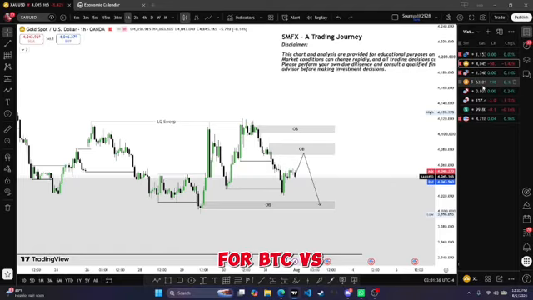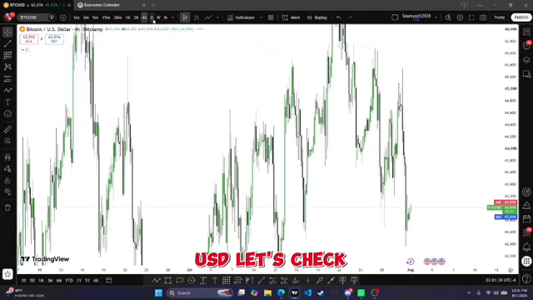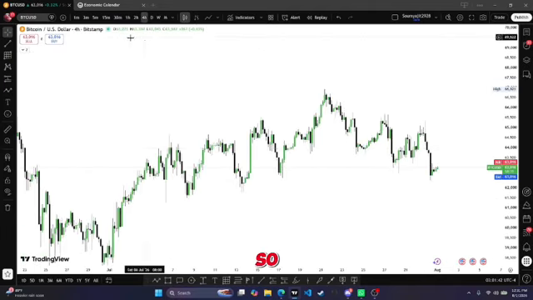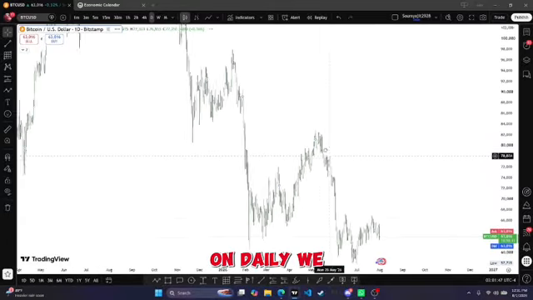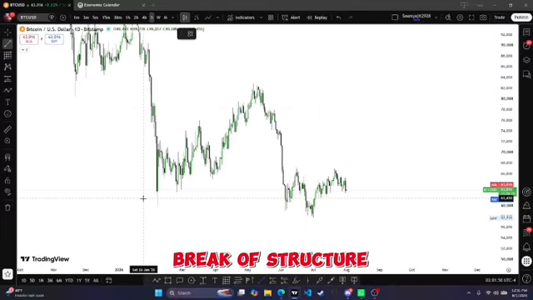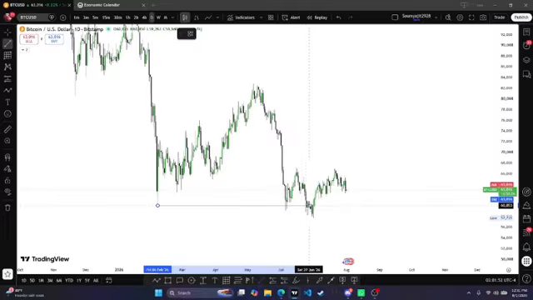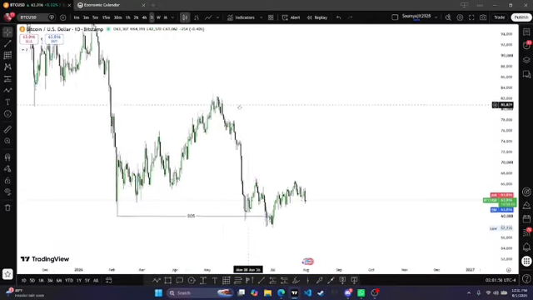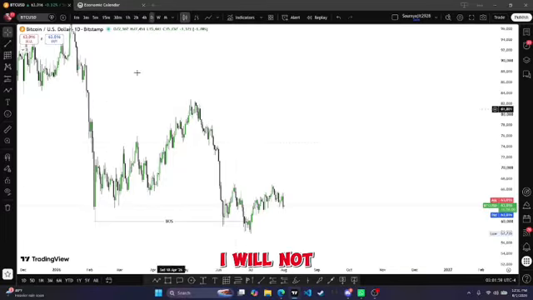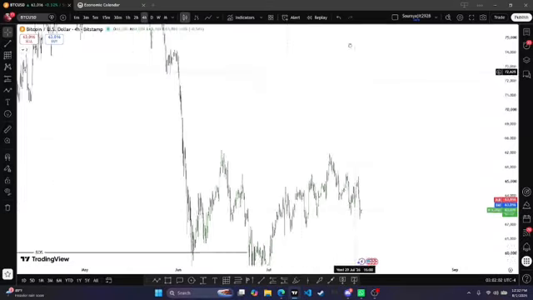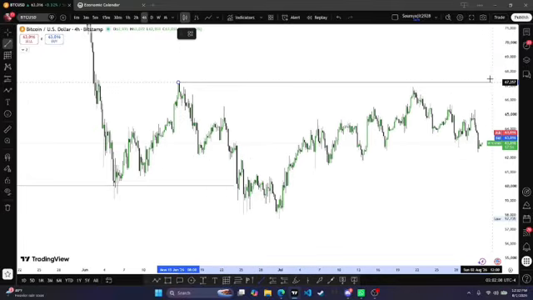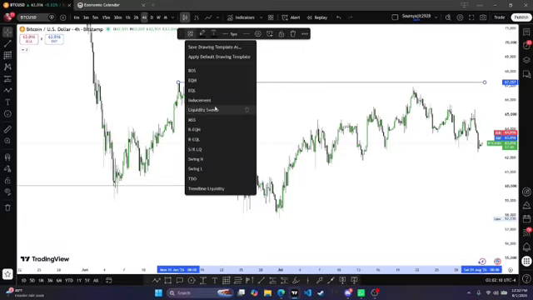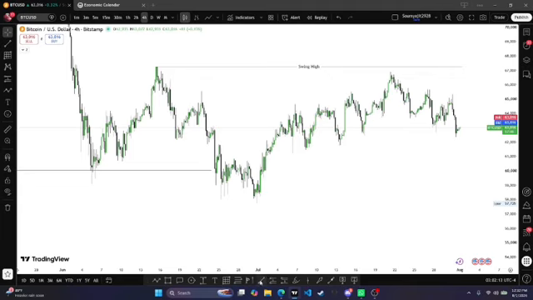And for BTC USD, let's check that as well. Starting from the daily time frame, on daily we are pretty much bearish. We can see we have this break of structure that was swing in nature. I will not mark the swing high and swing low for now. Coming to 4 hours, we have a swing high and then a swing low.